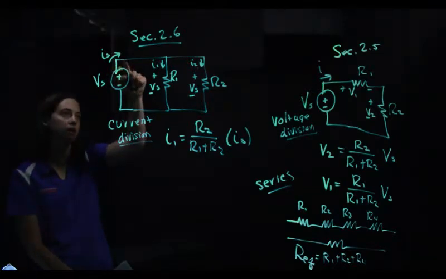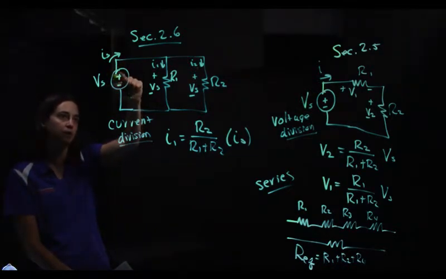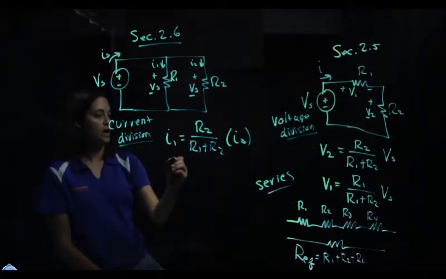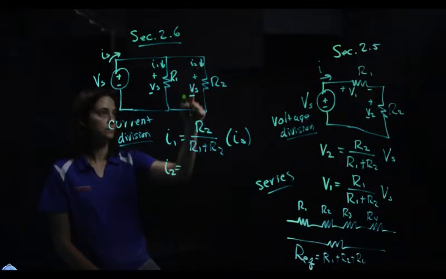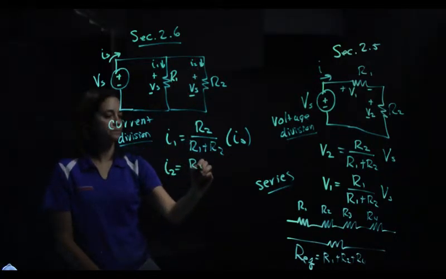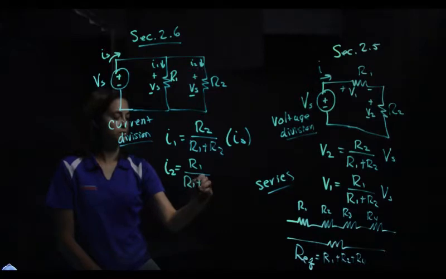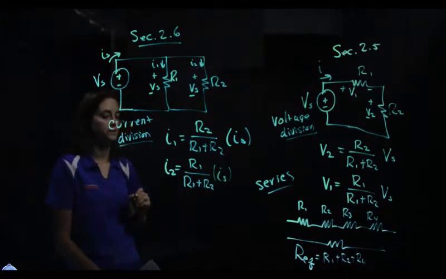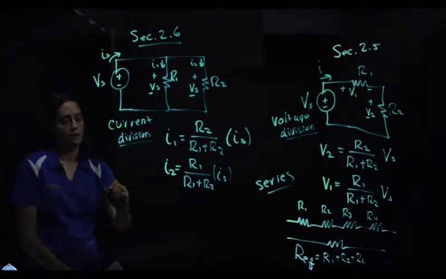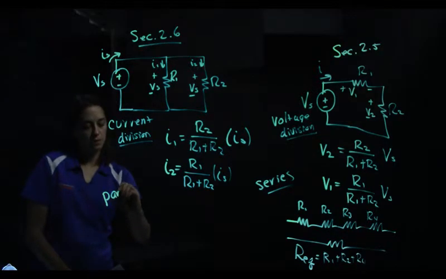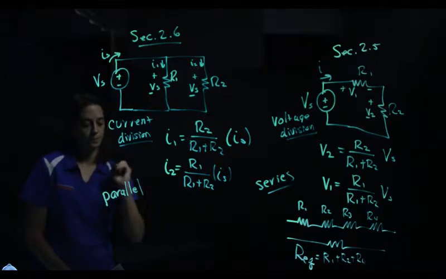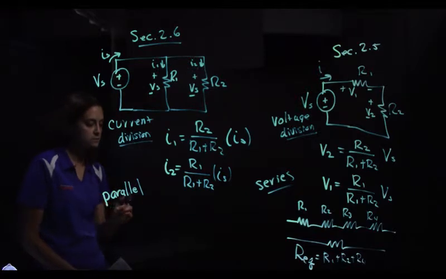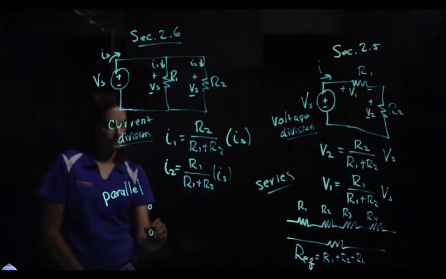So our source current is right here. We could draw that as a current here. We could draw that as a current here. That's current division. So if I want I2, again, opposite resistor, R1, over R1 plus R2 times my source current, IS. So that's current division. We can combine resistors in parallel by doing the reciprocal of the sum of the reciprocals. I know that sounds confusing, but let's take a look at it.